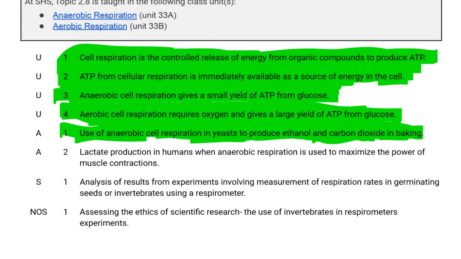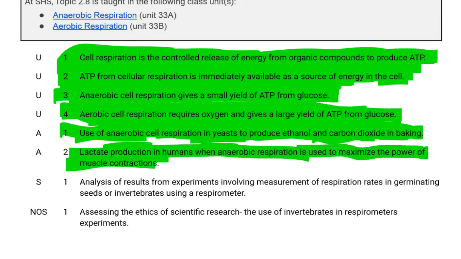Lactate production in humans when anaerobic respiration is used to maximize power in muscle contraction. So lactate is what causes lactic acid accumulation and pain when we're working out. That's what happens when we don't have enough oxygen to power our muscles. So our bodies kick into anaerobic respiration and we produce lactic acid. That's how we get pain when we do lots of exercise. And that's also what animals do as well. Animals generally produce lactate, whereas plants produce ethanol.